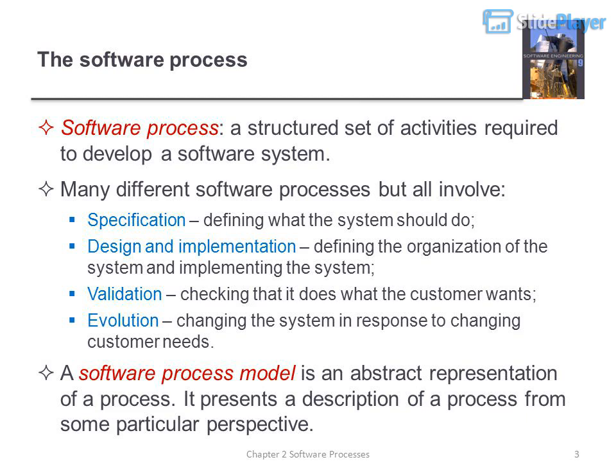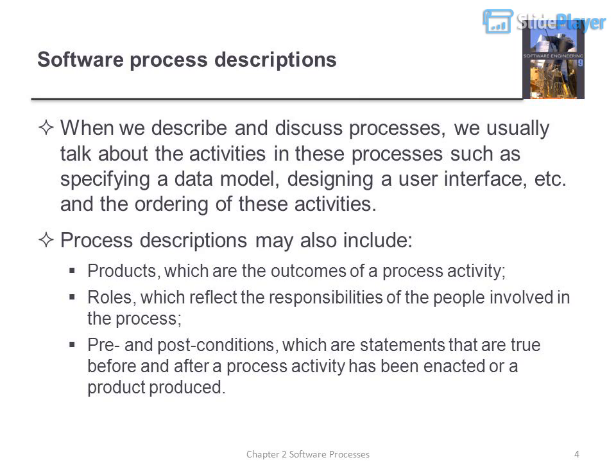Software process descriptions. When we describe and discuss processes, we usually talk about the activities in these processes, such as specifying a data model, designing a user interface, etc., and the ordering of these activities. Process descriptions may also include products, which are the outcomes of a process activity. Roles, which reflect the responsibilities of the people involved in the process. Pre and post conditions, which are statements that are true before and after a process activity has been enacted or a product produced.